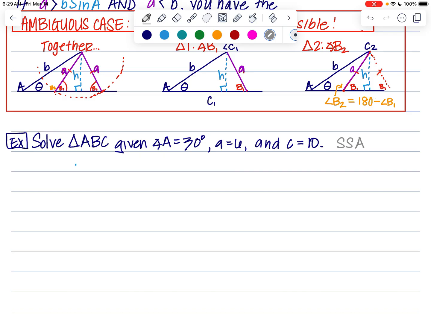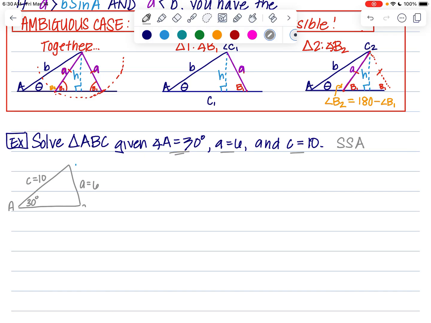So I have two sides, side, side, and I have angle A. I'm going to draw myself a little triangle over here because I like a diagram. So here's angle A that has a 30-degree measure. I have side A equals 6, and I have side C. Now, it's not B this time, but I'm still going to put side C equals 10 over here. I still want the given side in that spot, okay?